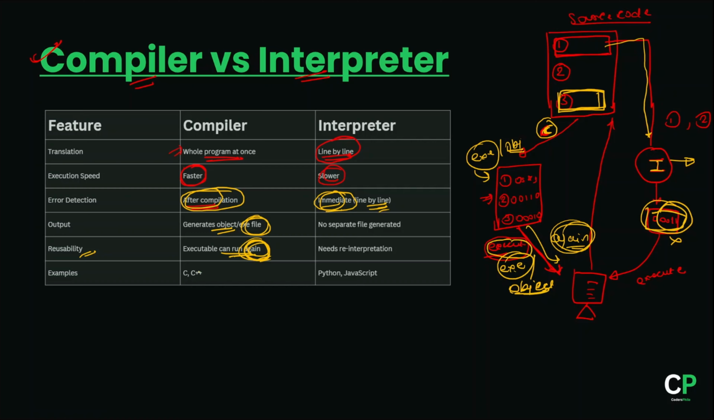So what are examples of the languages that use the compiler? C and C++ are the languages that use the compiler-based approach for the translation, while on the other hand, Python and JavaScript use the interpreter for the conversion of the high level language to the low level language. So this is the difference between the compiler and the interpreter. I hope you understand it.